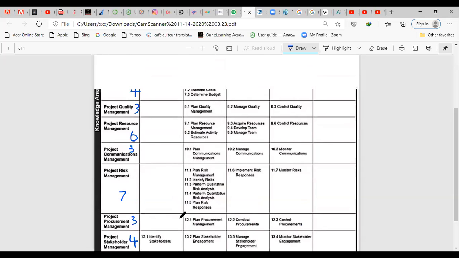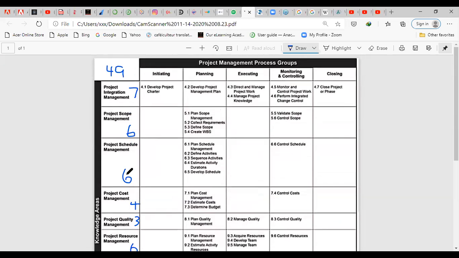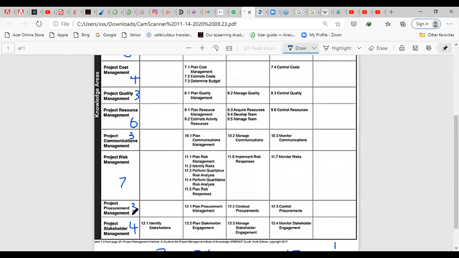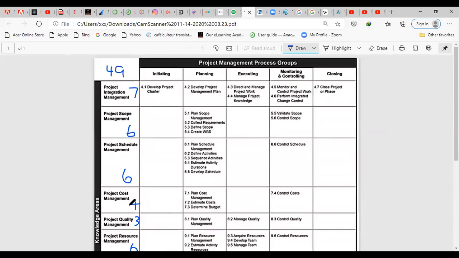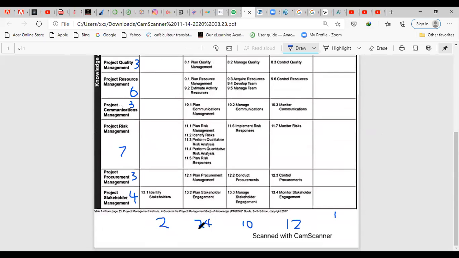Then you come to the knowledge areas. 7 double 6 4 3 6 3 7 3 4. So you must memorize this like the code of your credit card. And once you do that, you see there's something that happens. If you're able to do this 224, which is quite easier, 224 10 12 1, it is easier. So you write it under.